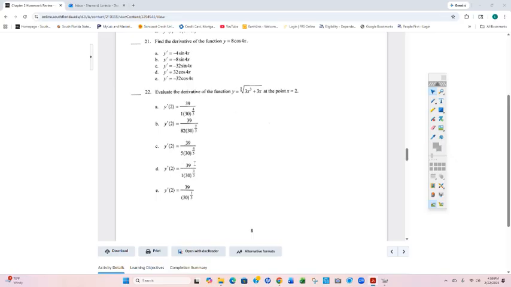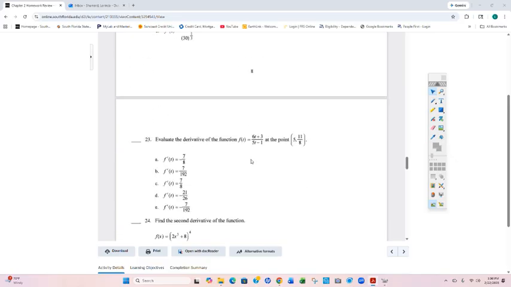D, y prime of 2 equals 39 as the numerator. The denominator is 1, then a 30 in parentheses to the 1/3 power. E, y prime of 2 equals 39 in the numerator. The denominator is 30 to the 1/3 power. The correct answer for number 22 is C. That is from section 2.4.